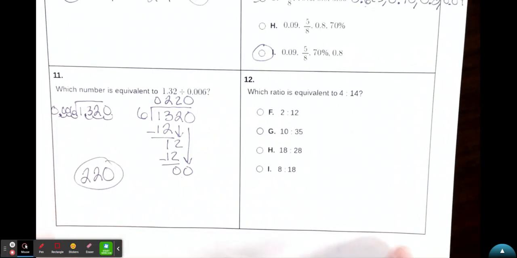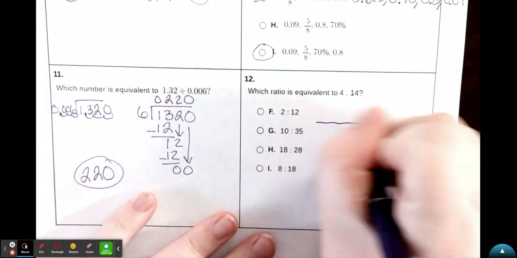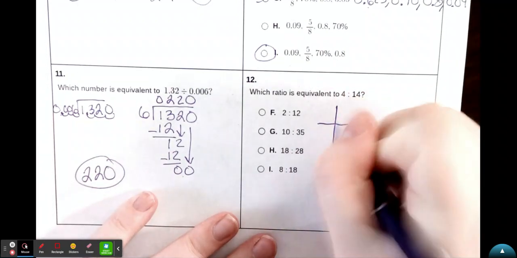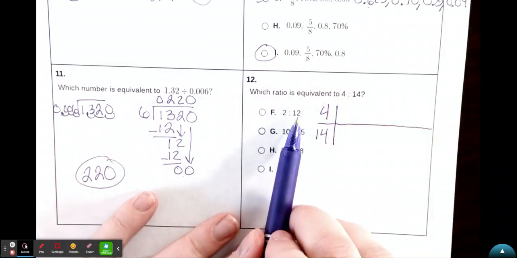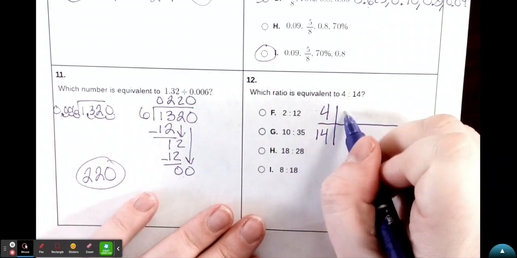Okay, hold on to them. Don't turn them in yet. We're going to do number 12. Okay, which ratio is equivalent to 4 and 14? So I'm going to make a ratio table really quick. I'm going to start with 4 and 14. The next one I have should be 2 and 12, and we're checking to see if it works. So I'm going to write 2 here.